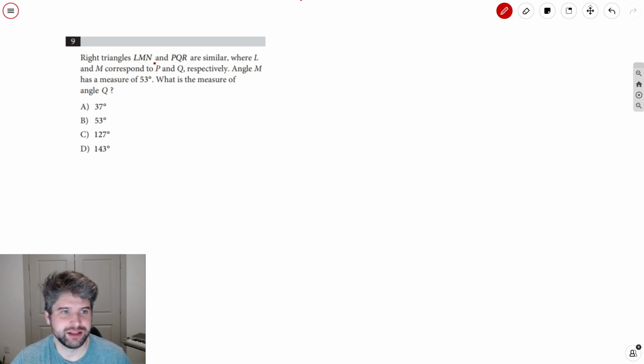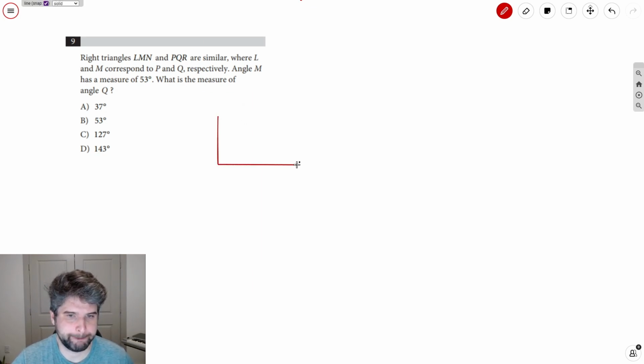All right, pause the video and see if you can figure this one out. All right, so what does it mean for a couple shapes to be similar? I'm going to draw a right triangle to start out with because we're working with right triangles. So I'm going to make this the right angle here.